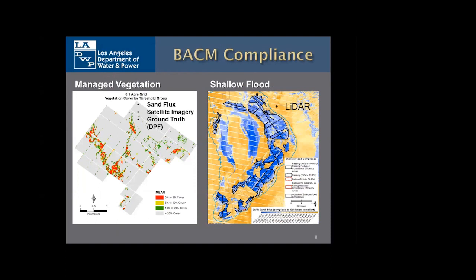So how is our compliance, generally speaking? I know we're going to get into more details later, but how is our compliance, or the performance, measured? For managed vegetation, there's a variety of ways to measure compliance. There's sand flux, satellite imagery, and then there's ground truthing of that satellite imagery. The image to your left is a measurement of managed vegetation using the satellite imagery. With the ground truthing, you're able to determine what percent coverage is in this area. If you have greater than 20, it's gray. The red is bad. For shallow flood, we use light detection and ranging, the shortwave infrared.